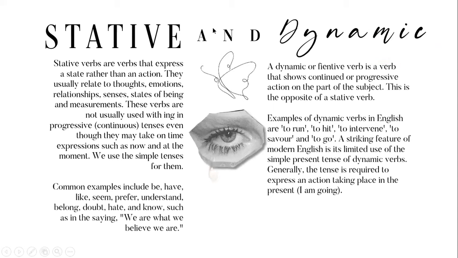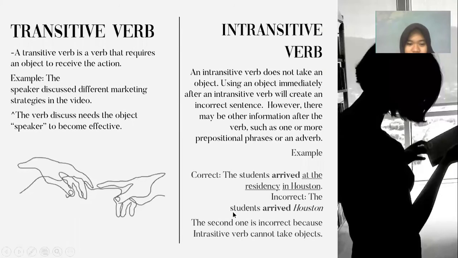The next is dynamic. A dynamic verb is a verb that shows continued or progressive action on the part of the subject. This is the opposite of a stative verb. Examples of dynamic verbs in English are to run, to hit, to intervene, to suffer, to go. A striking feature of modern English is its limited use of the simple present tense of dynamic verbs. Generally, the progressive tense is required to express an action taking place in the present. I'm going.